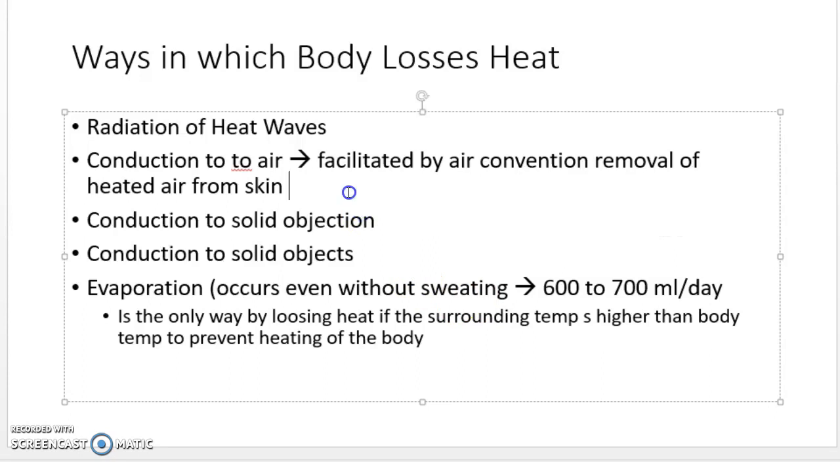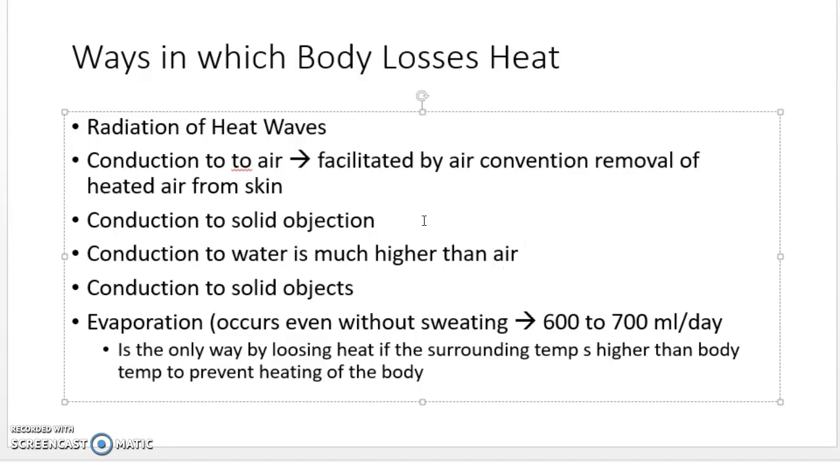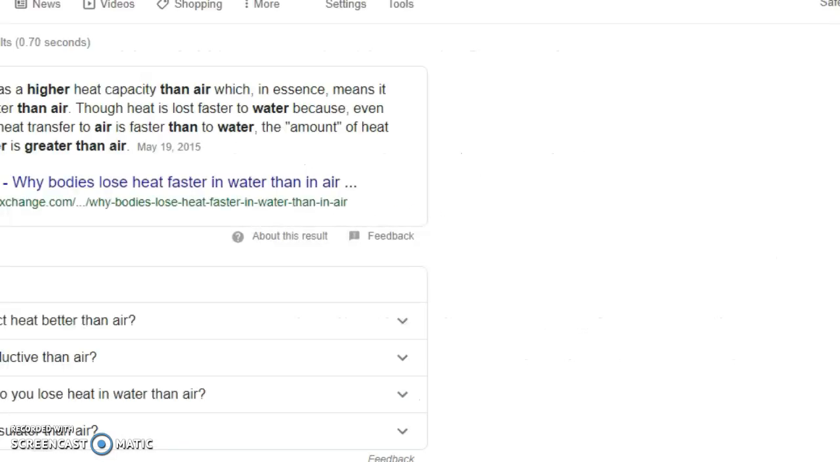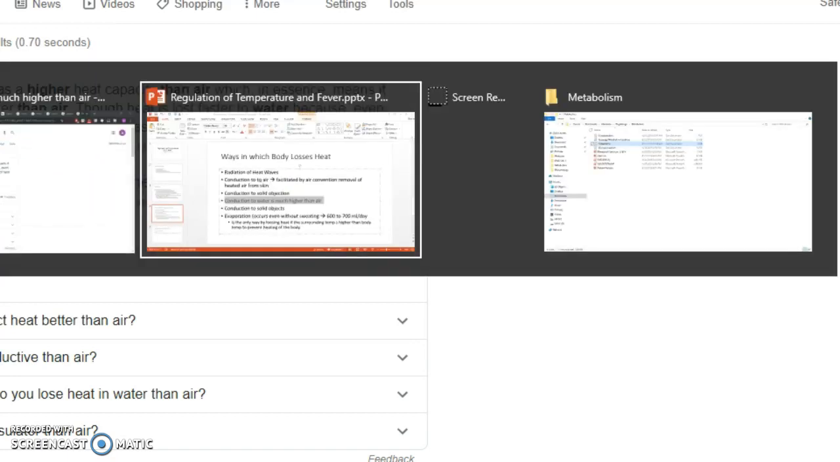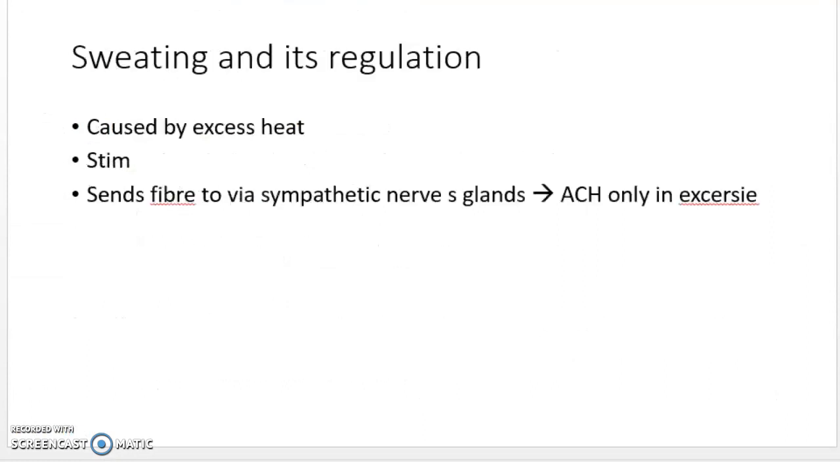And conduction to water is much higher than to air. So that's one thing to remember. Basically, water has a higher heat capacity than air, which means it absorbs heat better than air. So it's going to be a faster loss of heat to the water.